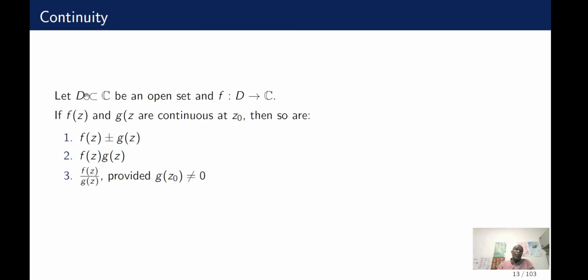So if two functions are continuous at a point z naught, then the sum of the functions is going to be continuous. The product of the functions is going to be continuous. And then, as long as the denominator is not equal to 0, the ratio of two functions is also going to be continuous.